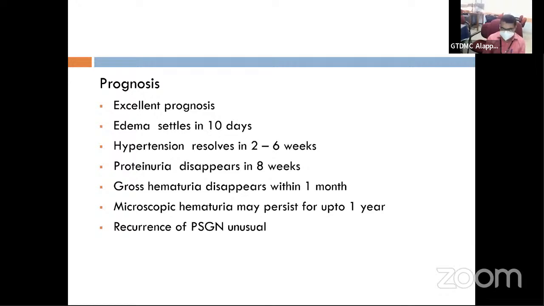Recurrence of PSGN is unusual, as I said earlier, because only a few strains of Streptococcus cause PSGN, and the immunity is type specific. There is no cross immunity. In acute rheumatic fever, there is cross immunity, and infection with other strains can also produce rheumatic fever. Here, immunity is type specific, so it will not cross react, and the nephritogenic strains are limited in number. So the chance of recurrence for PSGN is very low, and no prophylaxis is required.